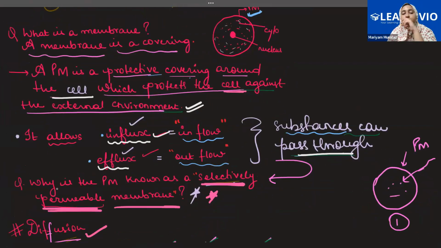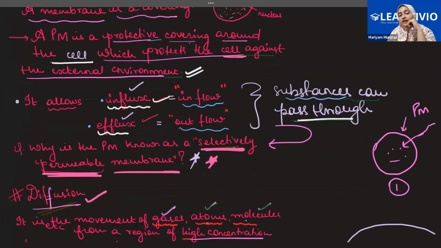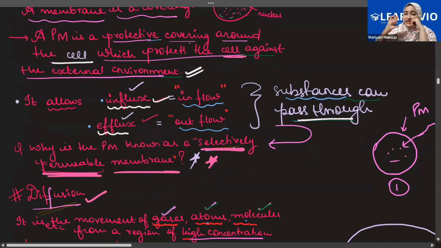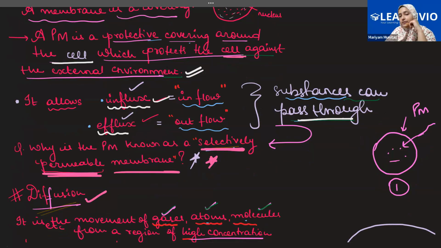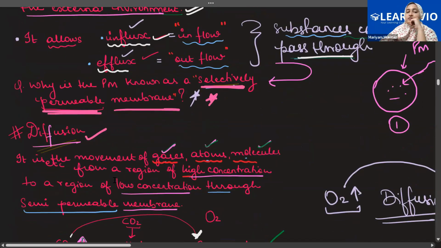Now, the plasma membrane allows influx, which means inflow, meaning things can come inside through the membrane, or efflux, meaning things can go outside through the membrane. Substances which are smaller in size are able to pass inside and outside the membrane. So this tells us that the membrane has some kind of permeability. It permits the substances to come in and go out. That is why the plasma membrane is famously known as the selectively permeable membrane.